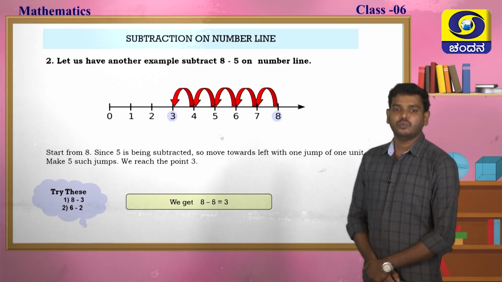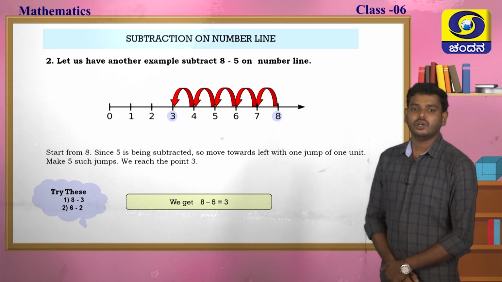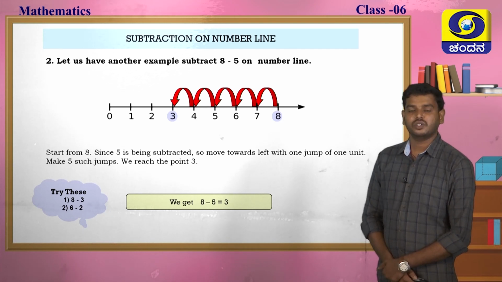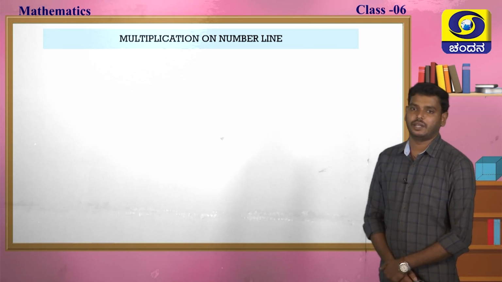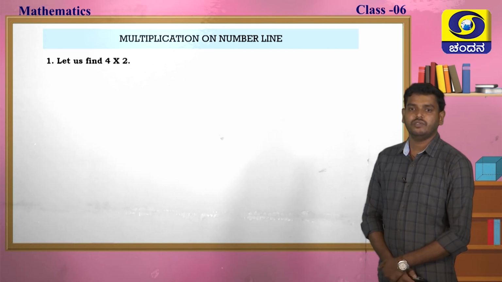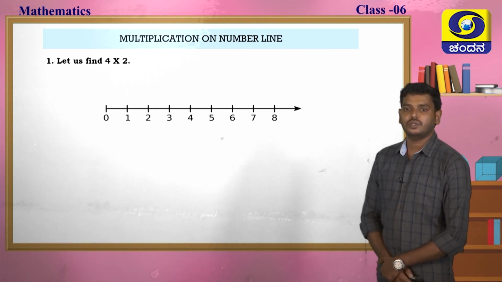So, now I will give two more sums on subtraction on the number line. I hope you will solve them. So, try these two sums, children: 8 minus 3 and 6 minus 2. Next, we will move to multiplication on the number line. Let us find the product 4 into 2. Even for this, we need the number line with the numbers 0, 1, 2, 3 etc.